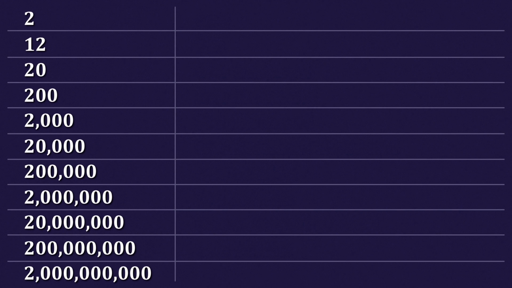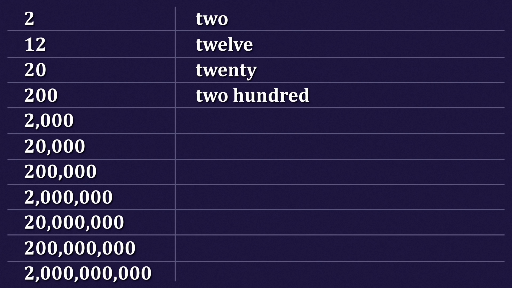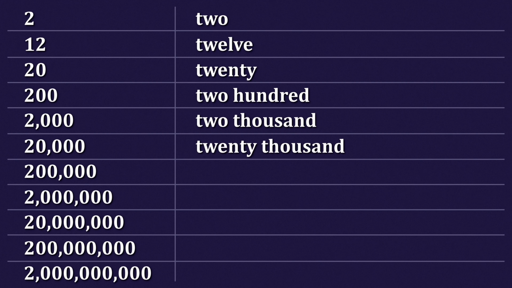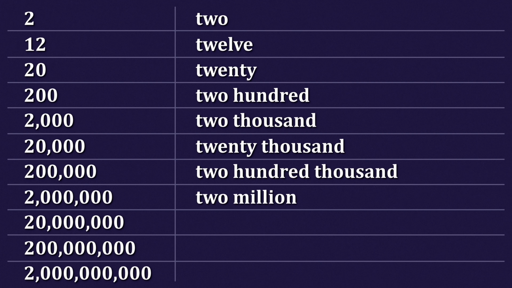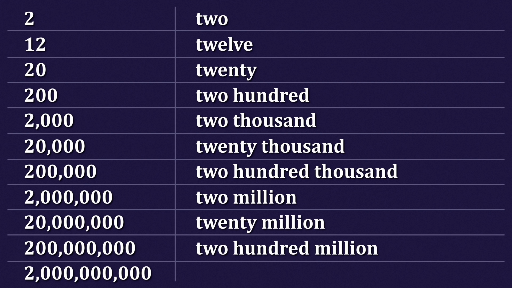Now for the number 2. 2, 12, 20, 200, 2,000, 20,000, 200,000, 2 million, 20 million, 200 million, 2 billion.